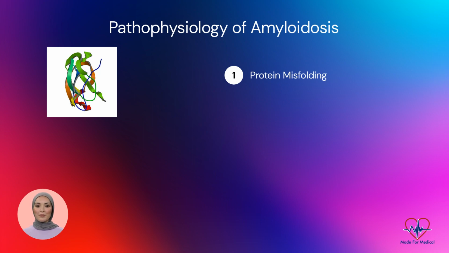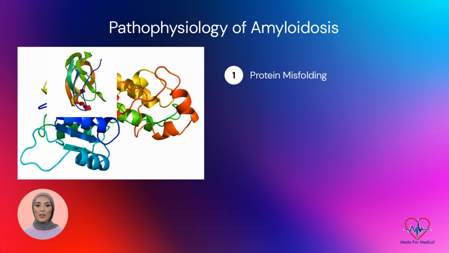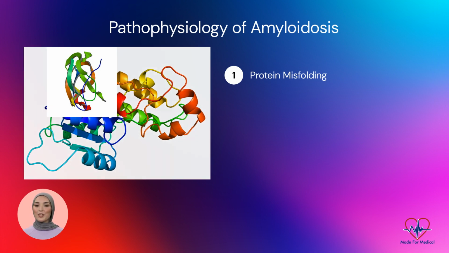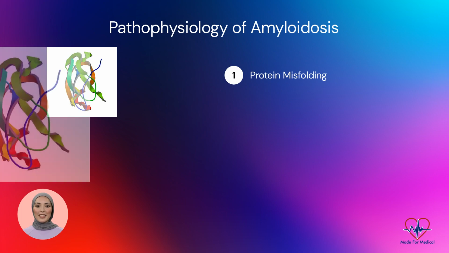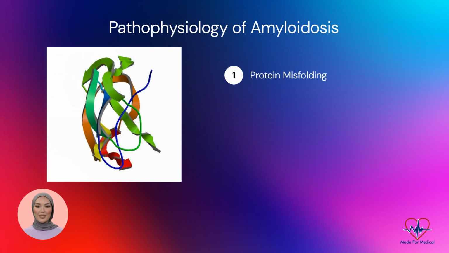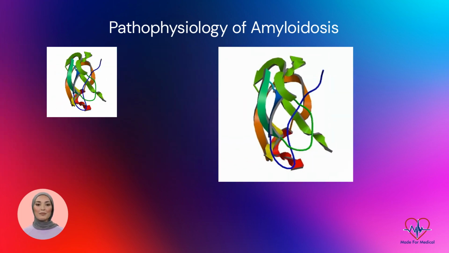Protein misfolding. The pathogenesis of amyloidosis begins with the misfolding of specific proteins. Normally, proteins fold into their functional three-dimensional structures like this diagram, allowing them to perform their biological roles effectively. However, in amyloidosis, certain proteins undergo a conformational change, resulting in their misfolding and adoption of a beta sheet-rich structure that looks like this. This misfolding makes the proteins prone to aggregation and fibril formation.